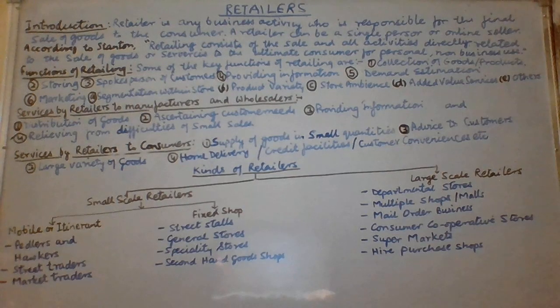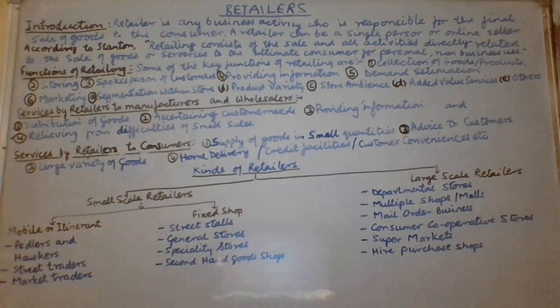According to Stanton, the definition says, retailing consists of the sales and all activities directly related to the sale of goods or services to the ultimate consumer for personal, non-business use. So here the non-business use is that it is being bought by the consumer as an end user, and is not being further processed or sold for further business uses. So this is a non-business use, that is, the end consumer buys it for the final consumption.